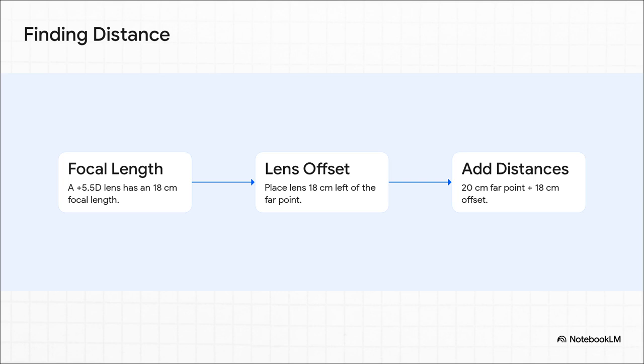Step 1, a plus 5.5D lens has a focal length of about 18 centimeters. Step 2, the far point of the eye is 20 centimeters to the left of the cornea. Because it's a plus lens, its secondary focal point is to its right, so we actually have to hold the lens 18 centimeters to the left of that far point. Step 3, just add the distances. The far point is 20 centimeters from the eye, plus the 18 centimeters from the far point out to the lens. You add those up, and you get 38 centimeters.